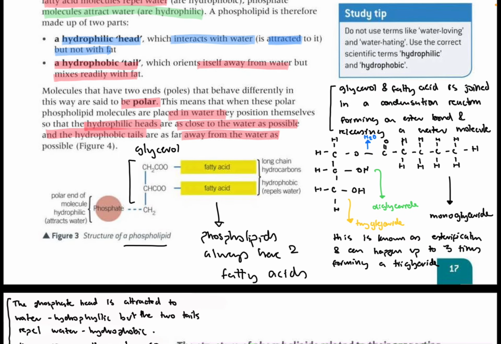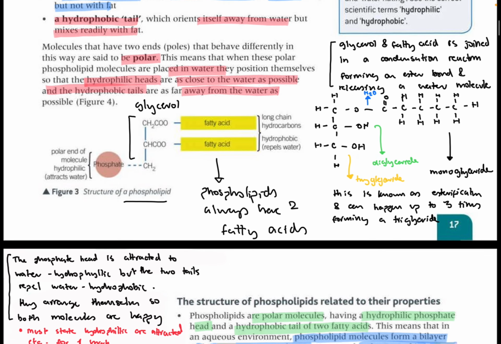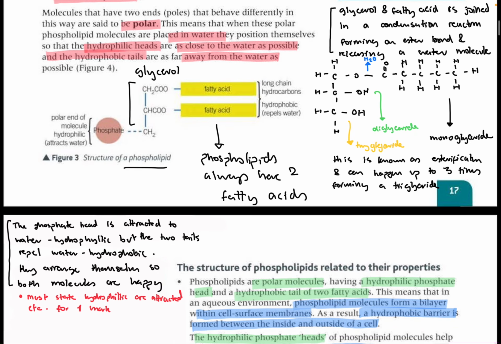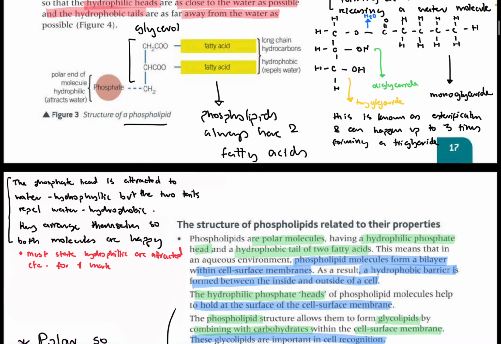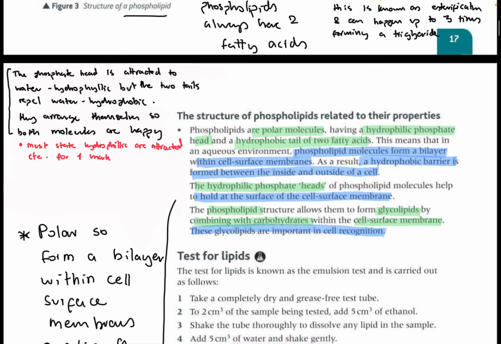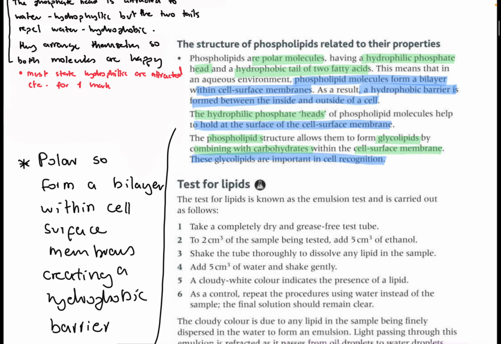Glycerol and fatty acid are joined in a condensation reaction. This is known as esterification because an ester bond is formed. The structure of phospholipids is related to their properties. So they are polar, they form a bilayer, and it essentially just creates a hydrophobic barrier.